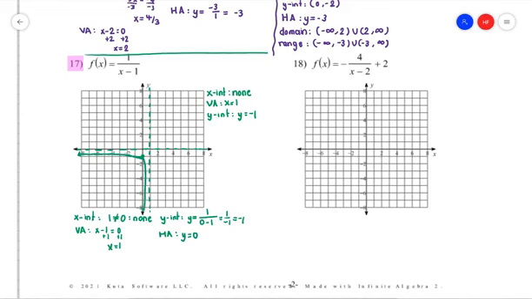Oops. And then we'll connect. And our domain and range. Domain excludes our vertical asymptote and our x value of any holes. Range excludes our horizontal asymptote and any y value of any holes.